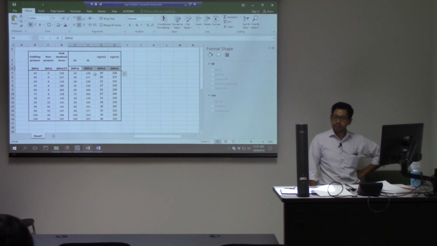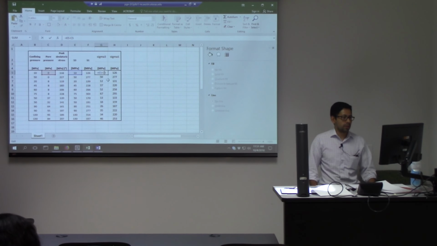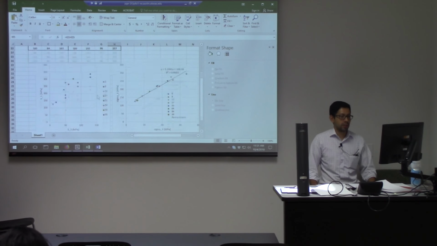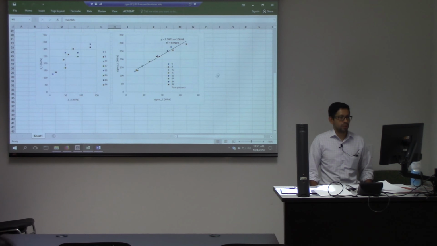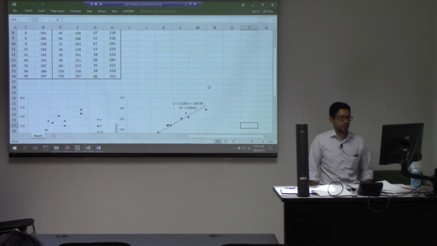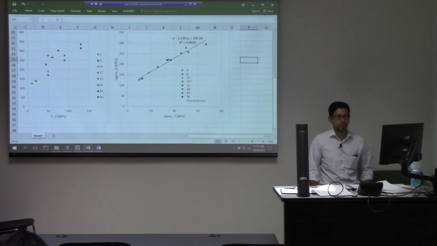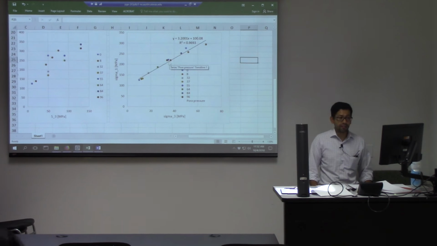Okay, so this is the same problem. This is the table, okay? So sigma 3, sigma 1, and then you plot those sigma 1 and sigma 3. What I have done in this plot is to plot sigma 1 and sigma 3, but color-coded with pore pressure. So all of these points are triaxial tests that are done with a different pore pressure.